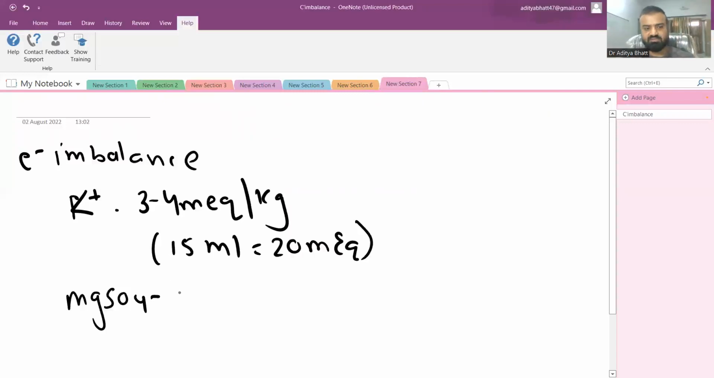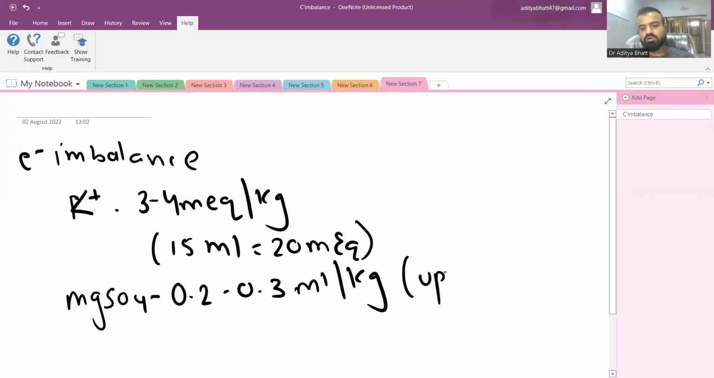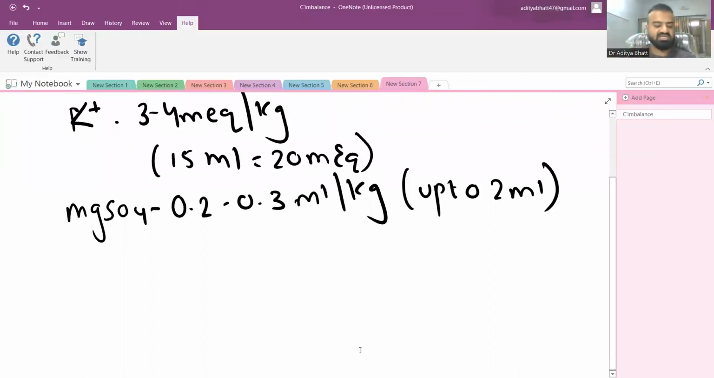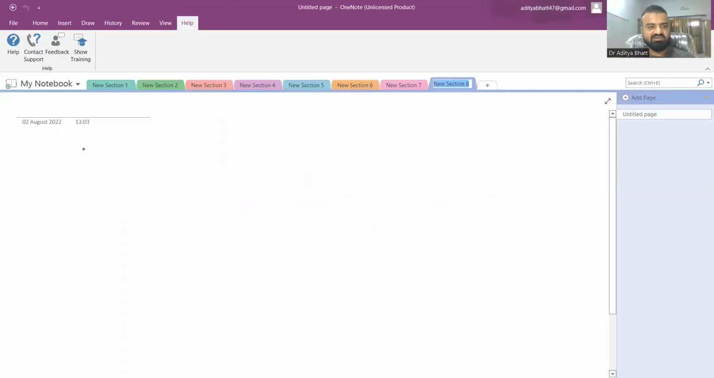The concentration is 50%. The dose is 0.2 to 0.3 ml per kg, up to 2 ml. So that magnesium sulfate is to be given. So these are the two electrolyte imbalances that you have to correct first, initially, and you do not have to wait. Antibiotics, next step is treat the infection.